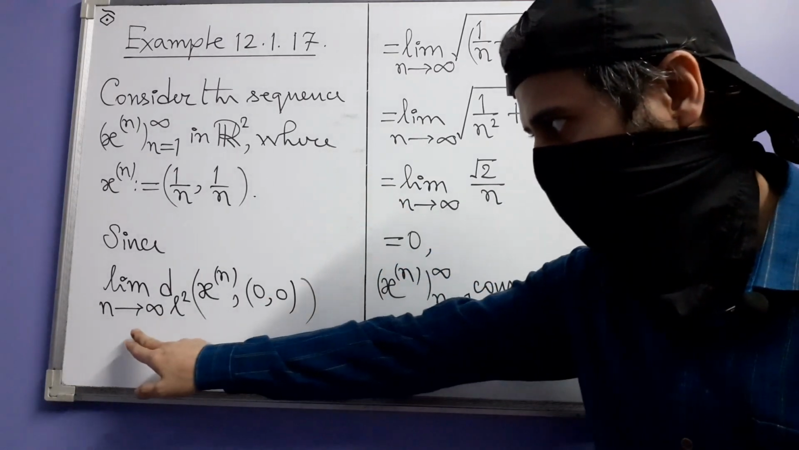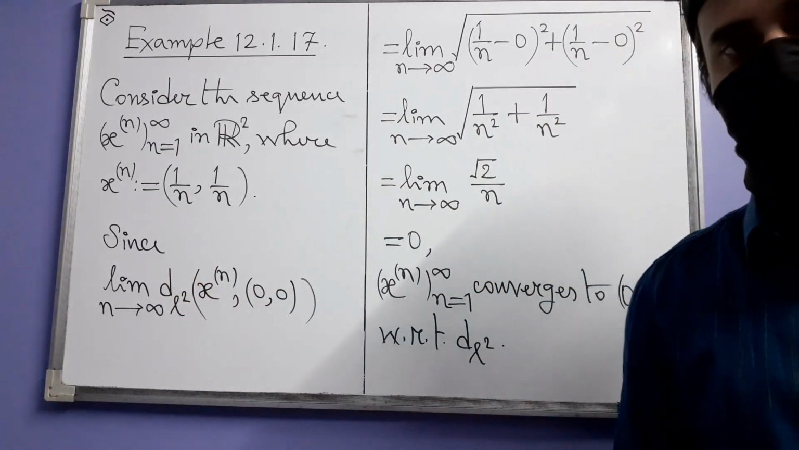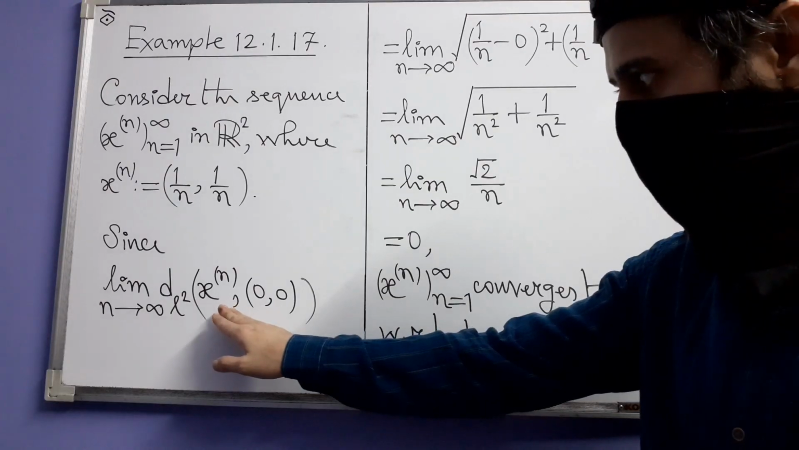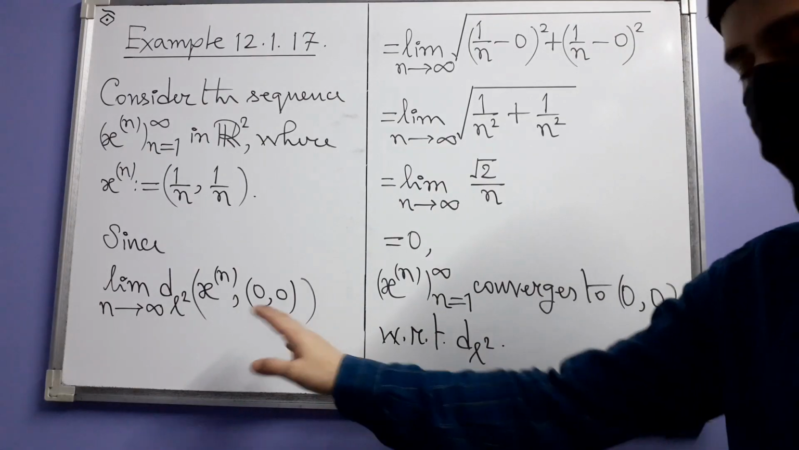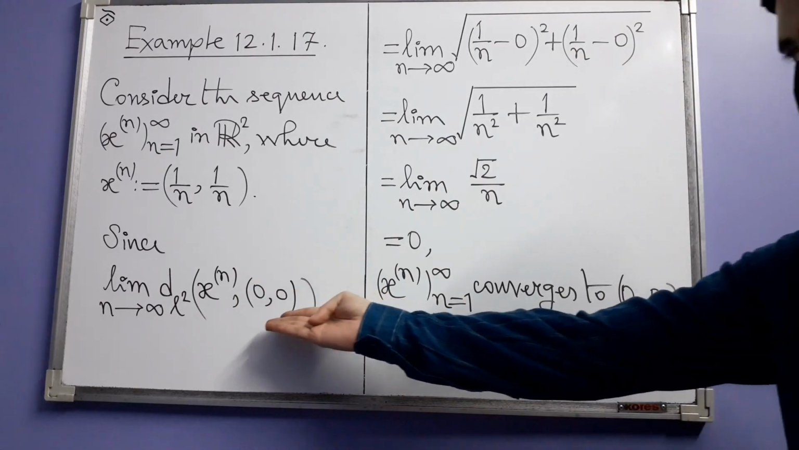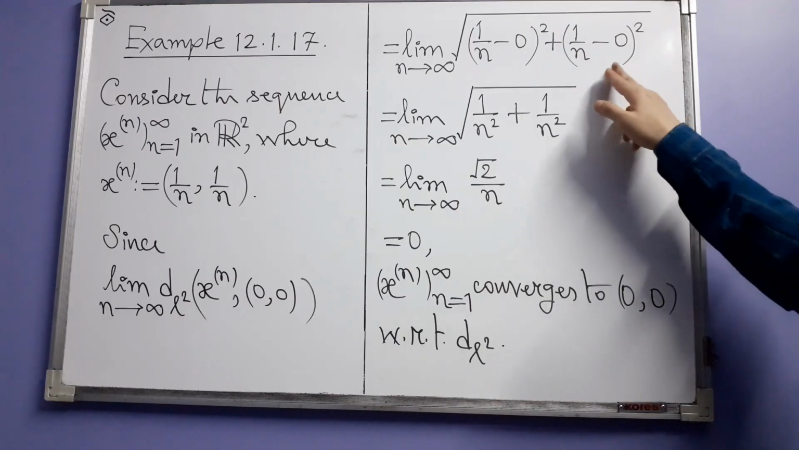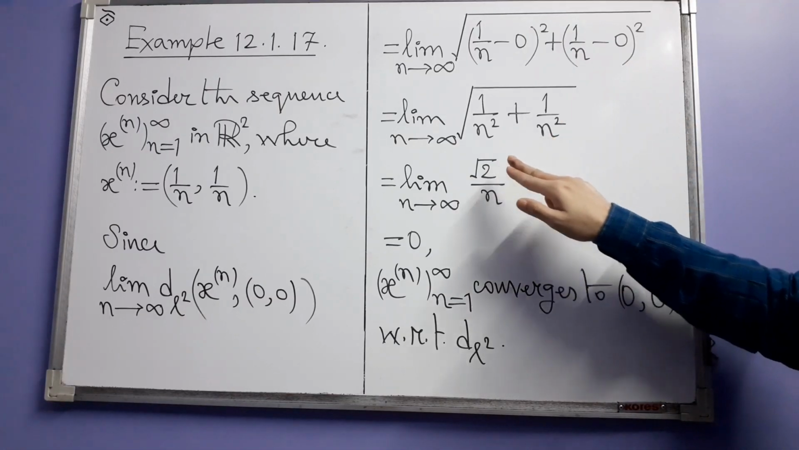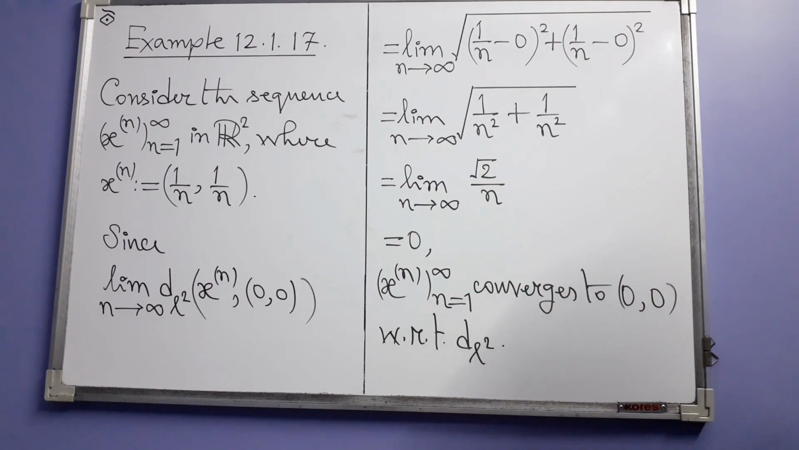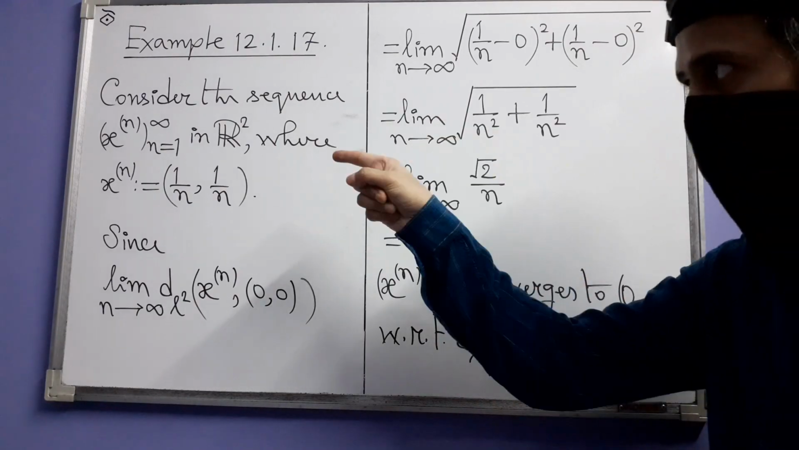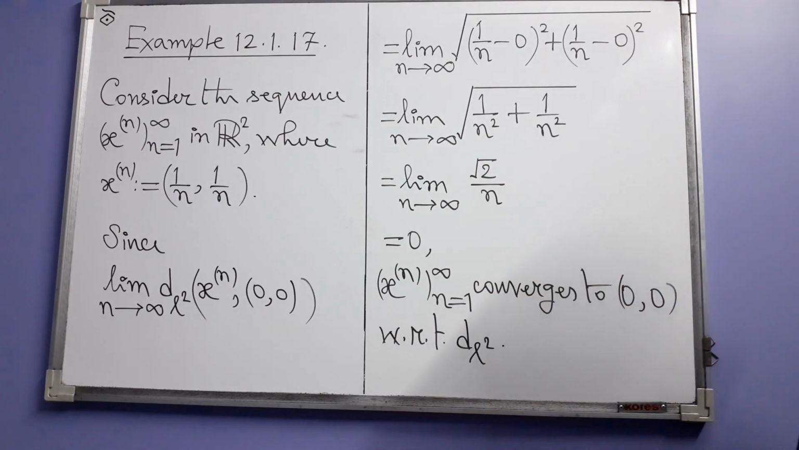Now for this sequence, if we calculate this limit, where you can see that we are applying the Euclidean metric, L2 metric, to calculate the distance between xn and which point? The origin. Origin means 0, 0. So if you apply the definition of dL2, obviously it will be the square root of, you already know the definition. So ultimately it becomes square root of 2 divided by n, which really converges to 0. So then by our definition, this sequence in R2 converges to 0, 0 with respect to the Euclidean metric dL2.